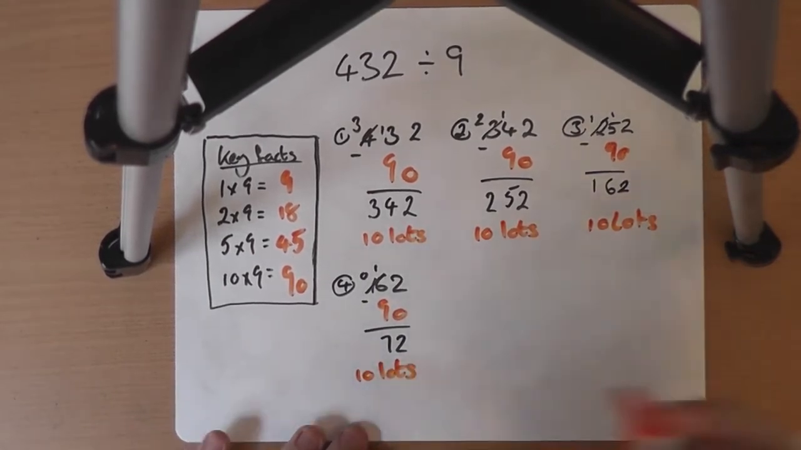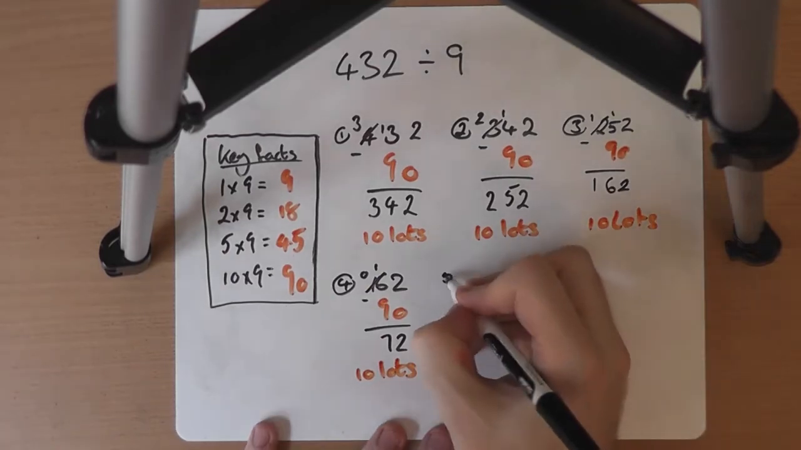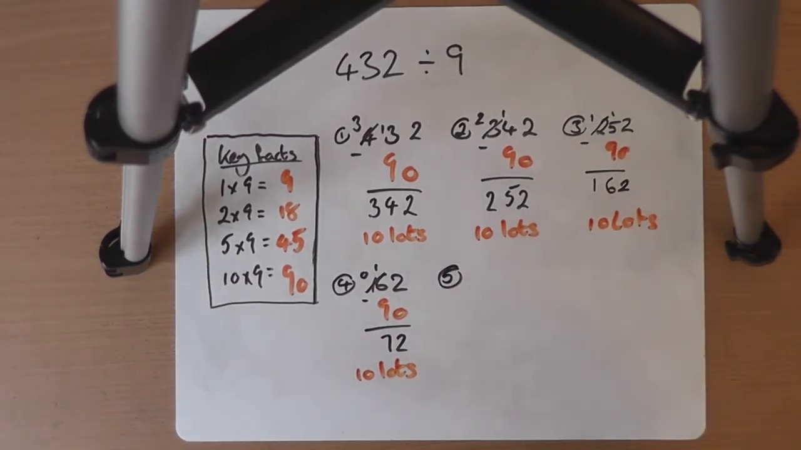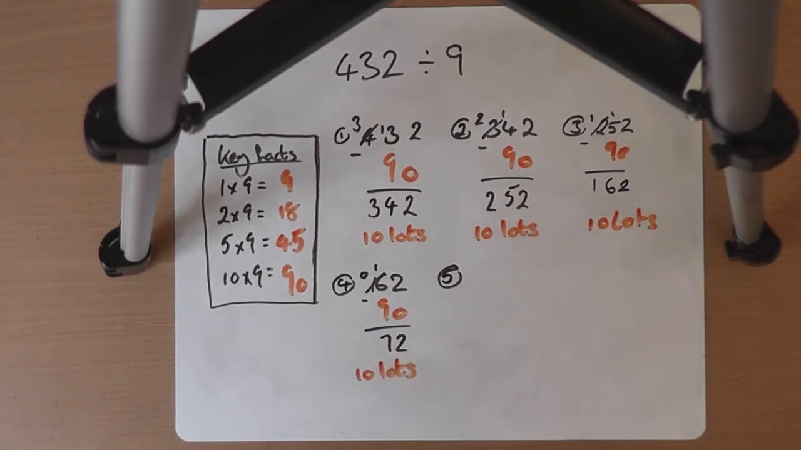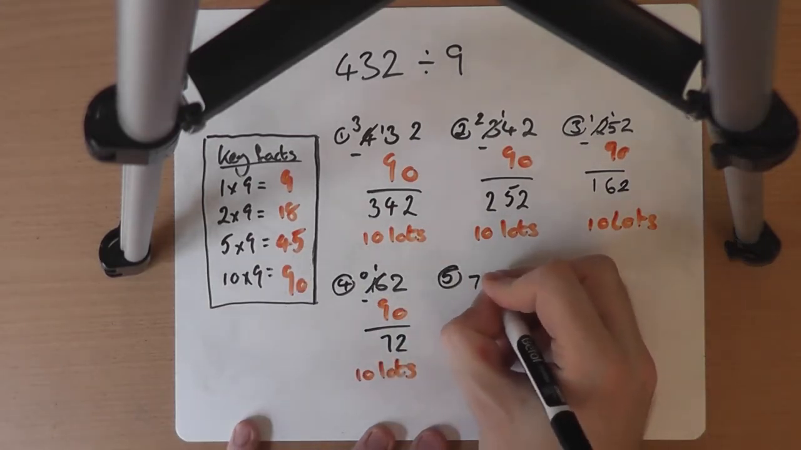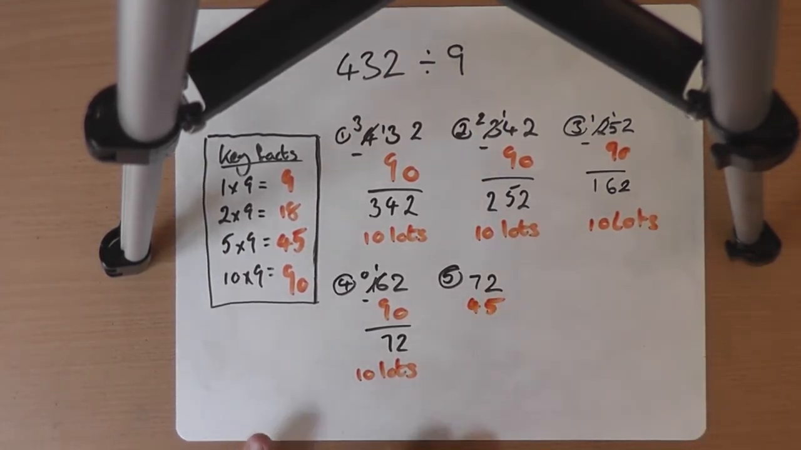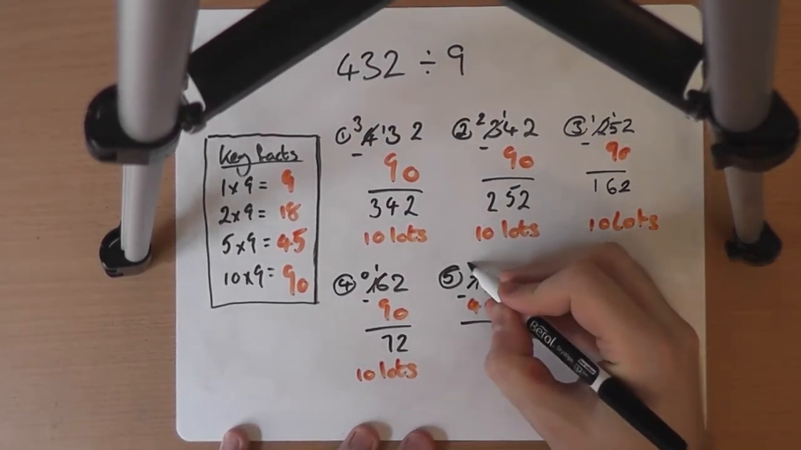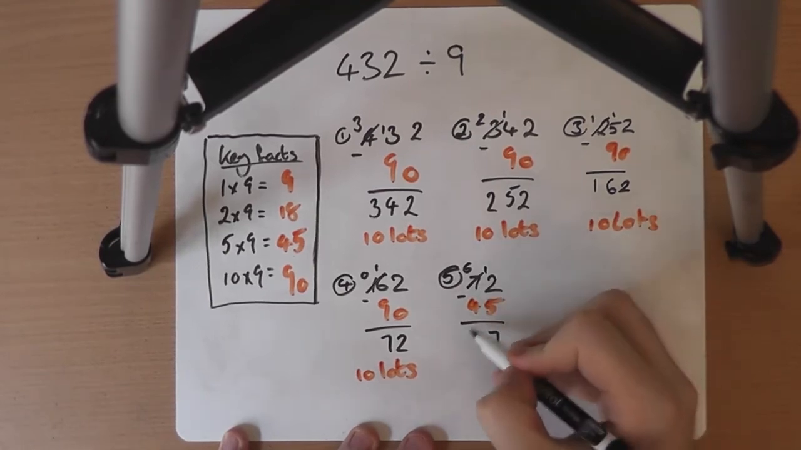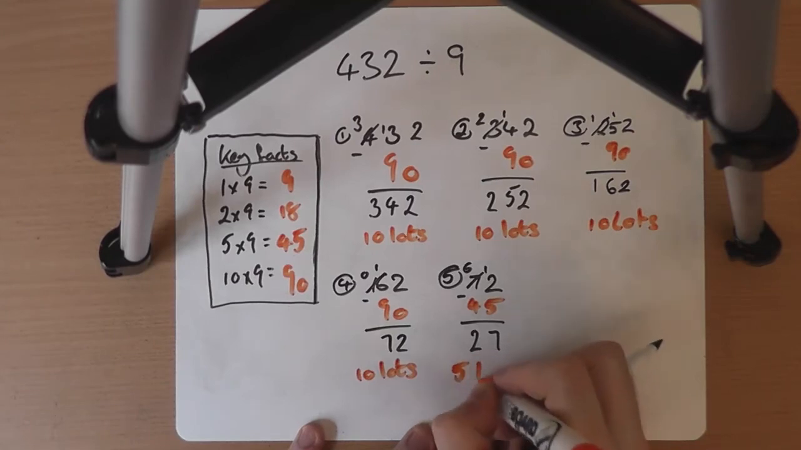Now, at this point, this is where we start to have to look more closely at the key facts, because we've still got some stuff left. We've got 72 remaining. But we can't take away 90 this time because we've only got 72, so we have to look at our key facts. We could, in fact, take away 45, because that's the biggest thing in our bank of key facts that we could take away. So 72, take away the 45 leaves me with 27, and that's 5 lots gone.